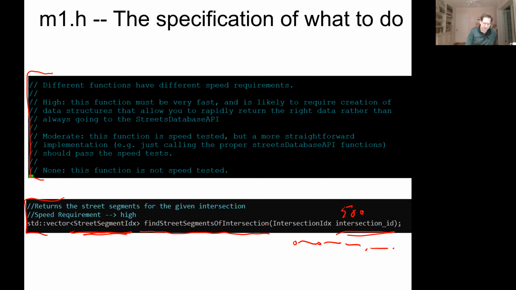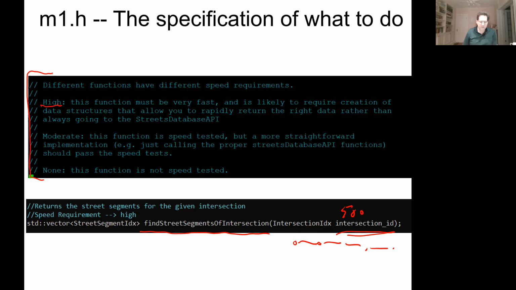Okay, that's what we're trying to build, and you notice that it has this line. It says the speed requirement is high. So you say, well, what does that mean? It means this function is going to have to not just pass per functionality, so return the correct answer, and we will test that, but also pass some performance tests. So it's going to have to do it in a certain amount of time.